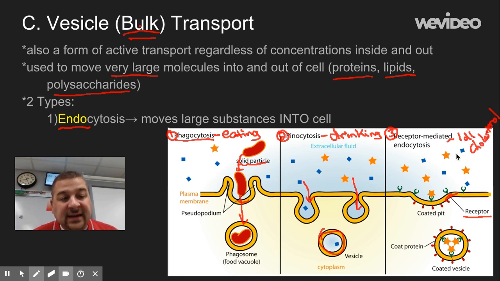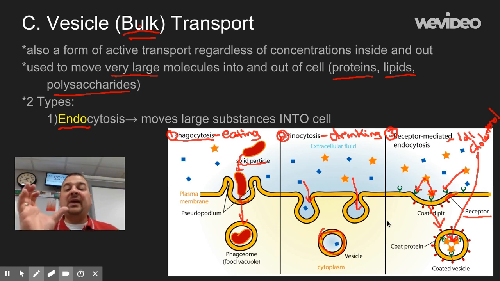Cholesterol is taken in through what we call a coated pit. So the cholesterol molecules attach to these little receptors. Once they are attached, it causes the membrane to pinch in, and you get this little coated vesicle with our cholesterol in here. So those are 3 types of taking in, or bulk transport, where the membrane will actually pinch in. They're not going through the phospholipids. The membrane is actually pinching in and forming a little vesicle.